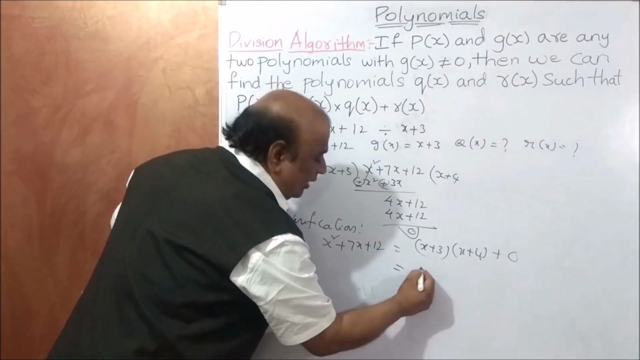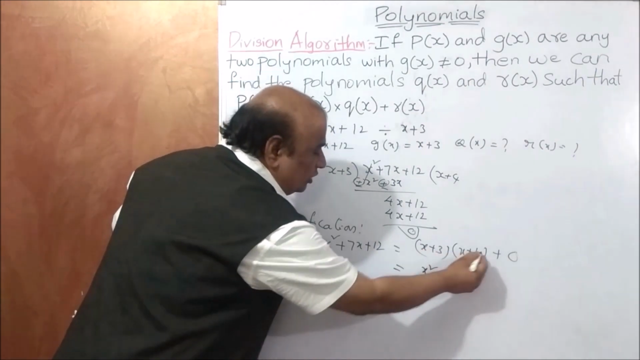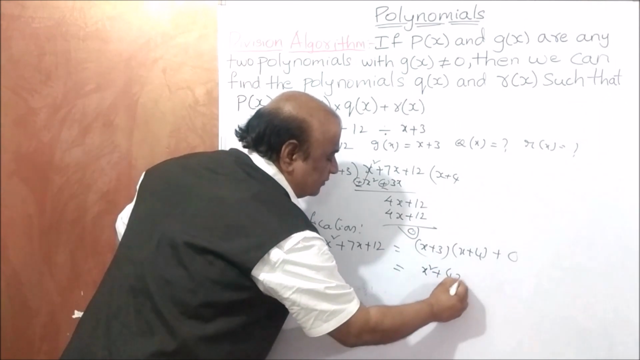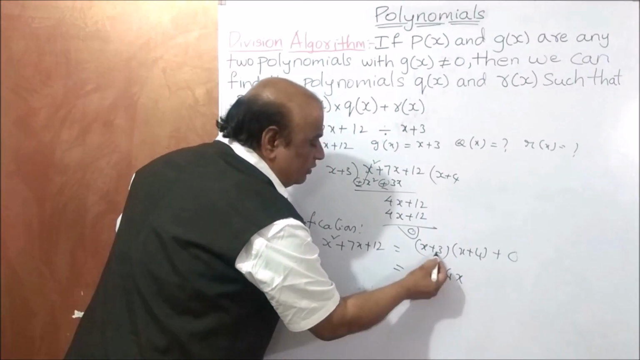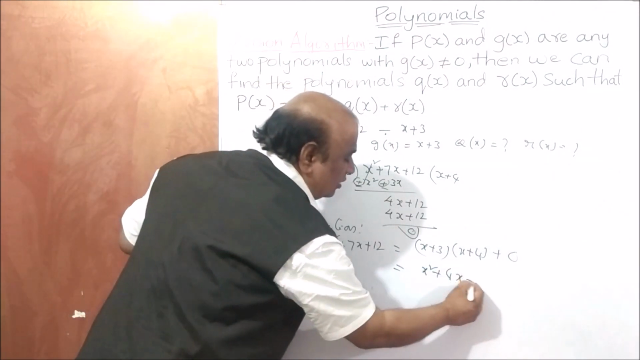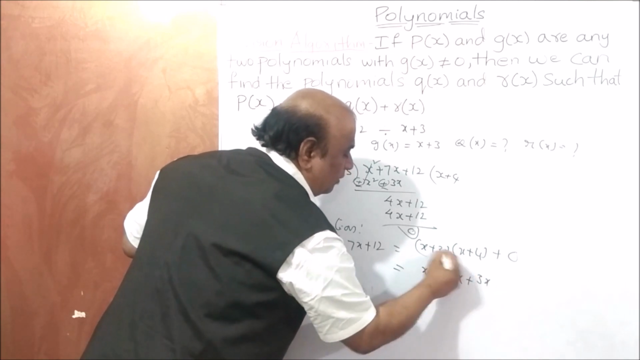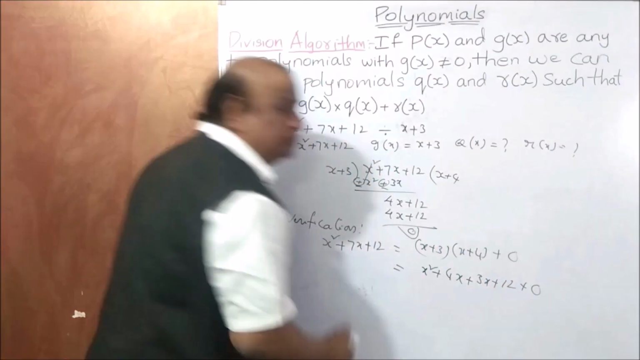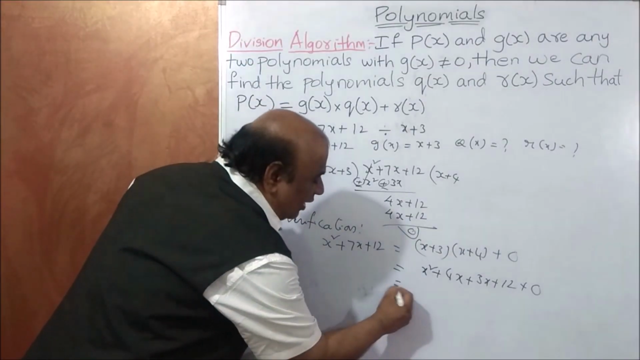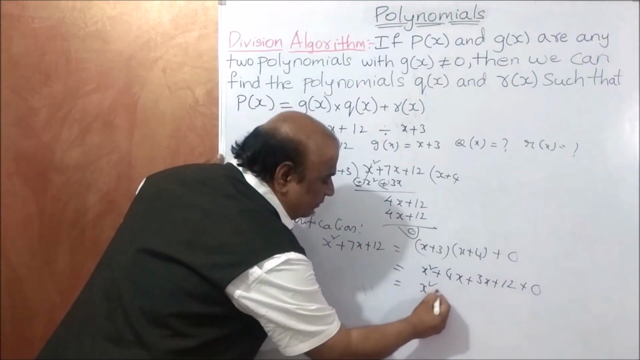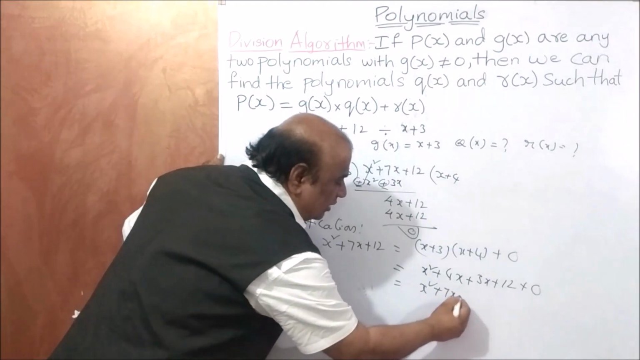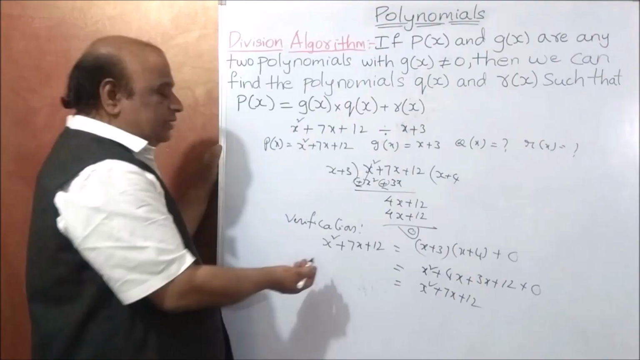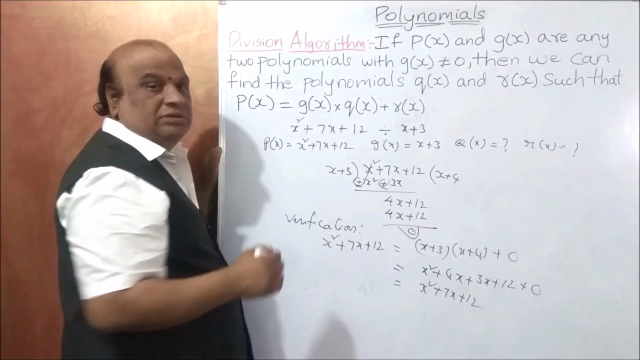x into x, x square; x into 4, plus 4x; again with 3, 3x plus 12 plus 0. Ultimately we are getting x square plus 7x plus 12. Exactly, our division is correct.